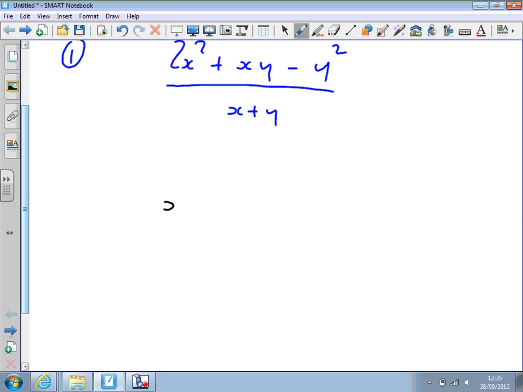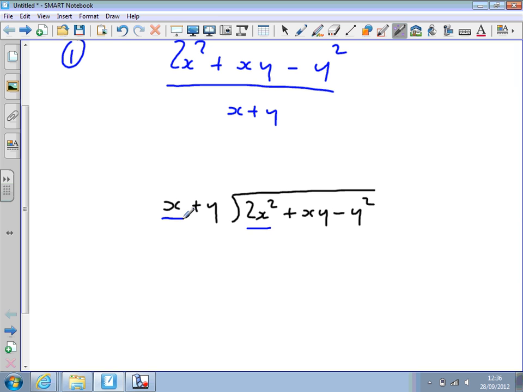x plus y, then, I'm going to divide into 2x squared plus xy minus y squared. So now the process is to ask yourself the question, looking at the first term, what have I got to multiply x by, thinking only of the x term, to get 2x squared? Answer, 2x. If I multiply x by 2x, I'll get 2x squared.